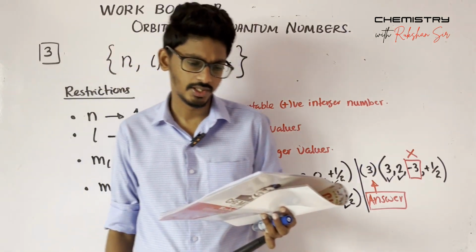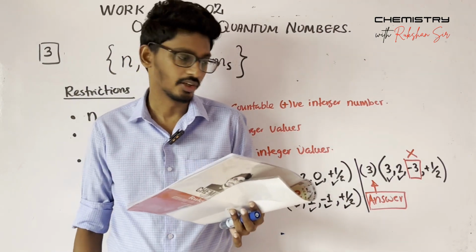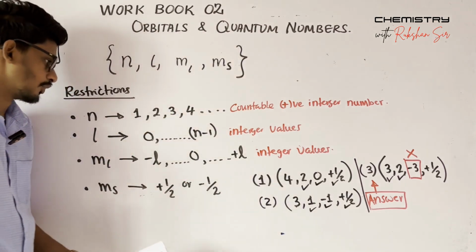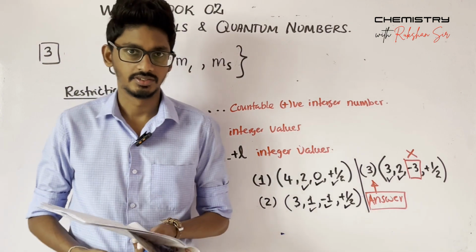For number 4 and number 5, the two quantum number sets are okay according to these rules. That is all about the discussion for the third question.